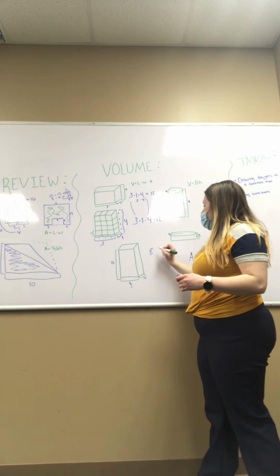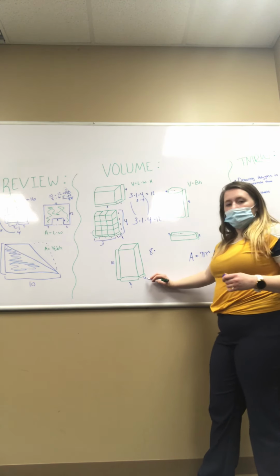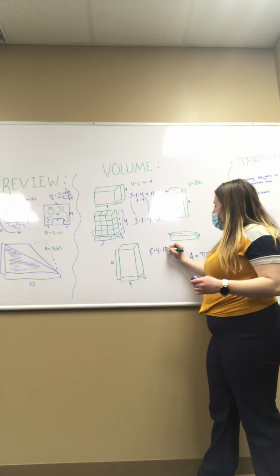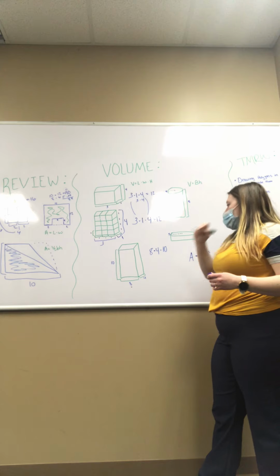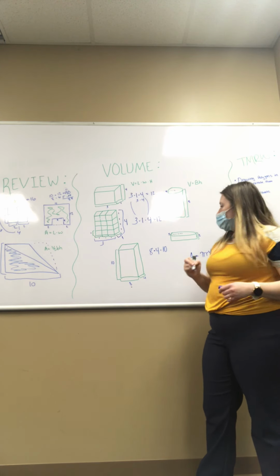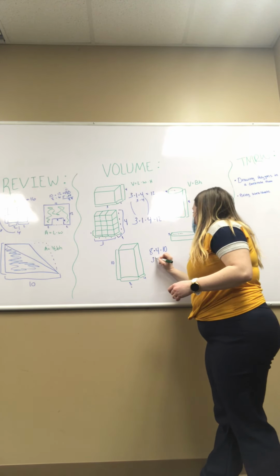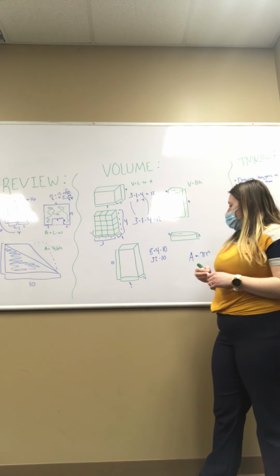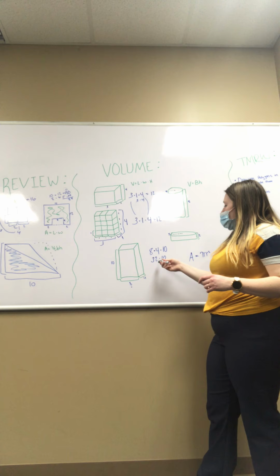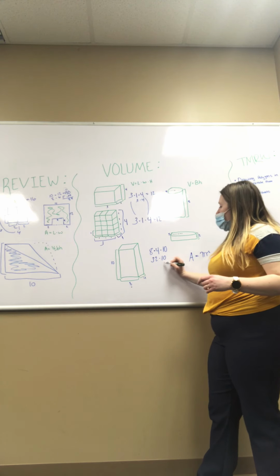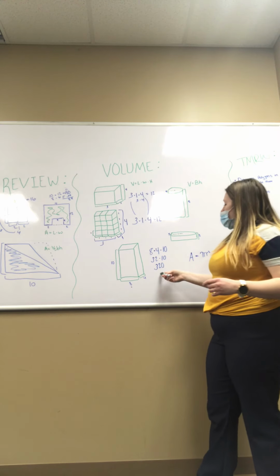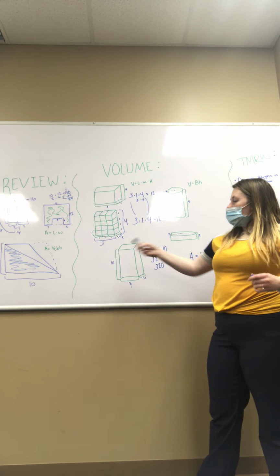So we're going to have 8 times our width, which is 4, times our height, which is 10. This one's a little bit bigger. So I'm going to tell you what 8 times 4 is. 32 times 10. Remember when we're multiplying by 10, we just moved the decimal over 1. So the volume of this is 320.